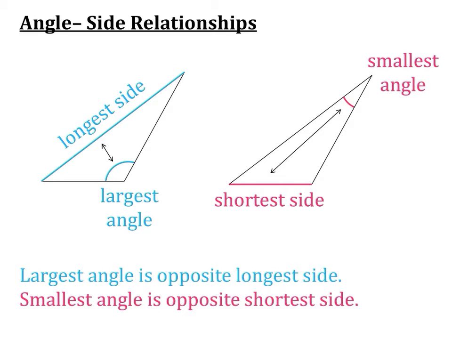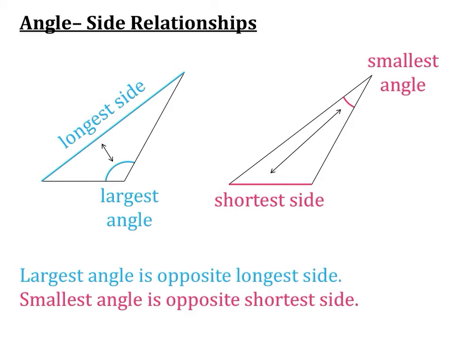All right, now let's take a look at relating the sides and the angles of a triangle. So in other words, our angle-side relationships. We can draw an obtuse scalene triangle. We want to find the largest angle and the longest side and mark them in blue. And then find the smallest angle and the shortest side and mark them in red.